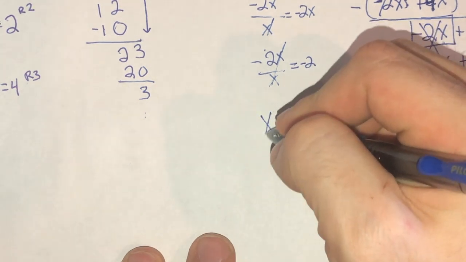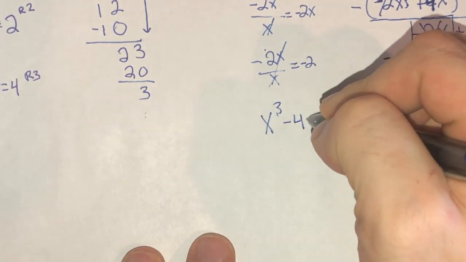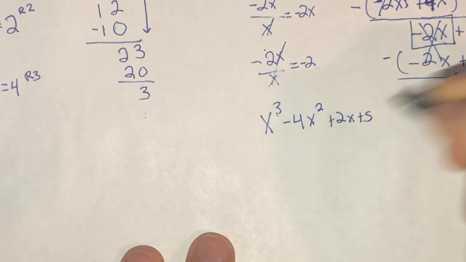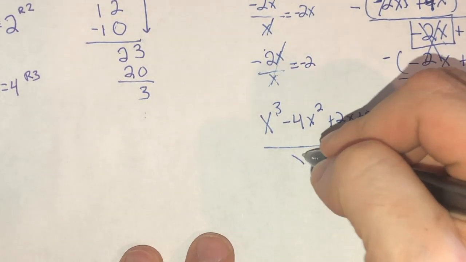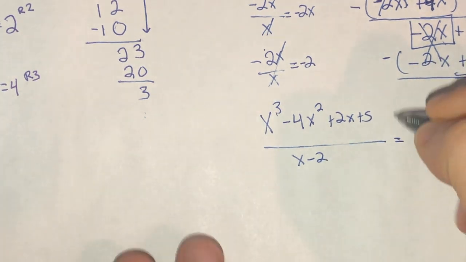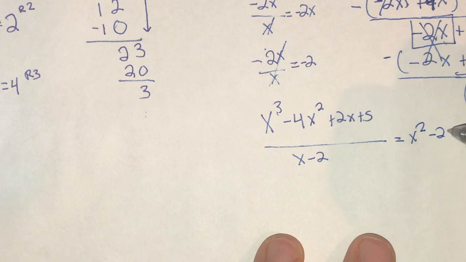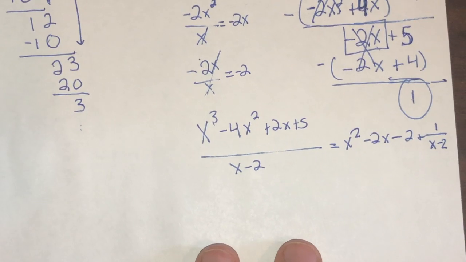I would say (x cubed minus 4x squared plus 2x plus 5) divided by (x minus 2) is equal to x squared minus 2x minus 2, plus 1 over (x minus 2). That would be how you'd write this out.